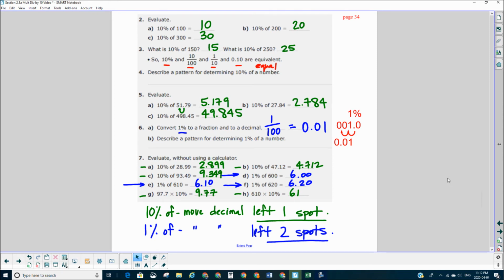All right, so we've completed page 34, and all of that is a great little practice of doing some multiplying and dividing by 10, and finding 10% and 1%. All of these are going to be helpful when we need to calculate tax, which is going to come up in the next video.